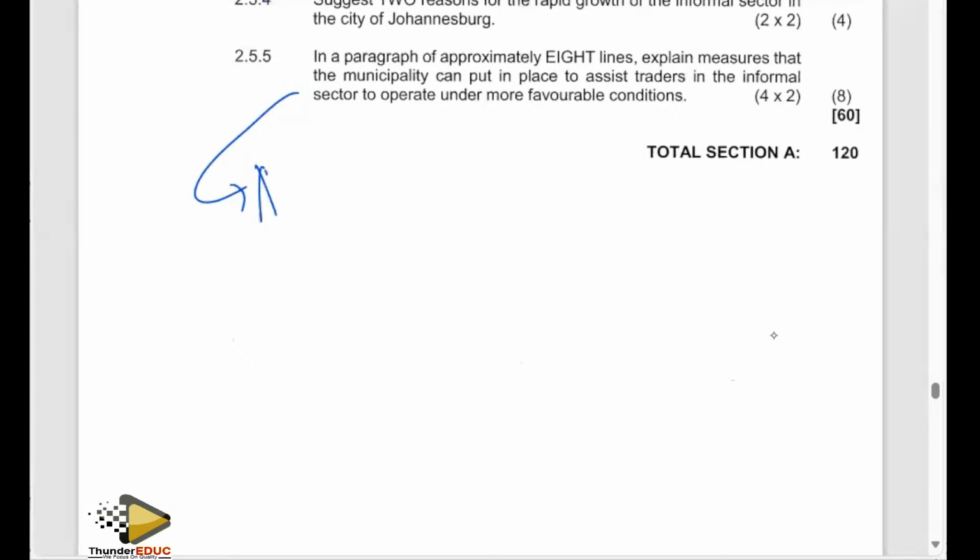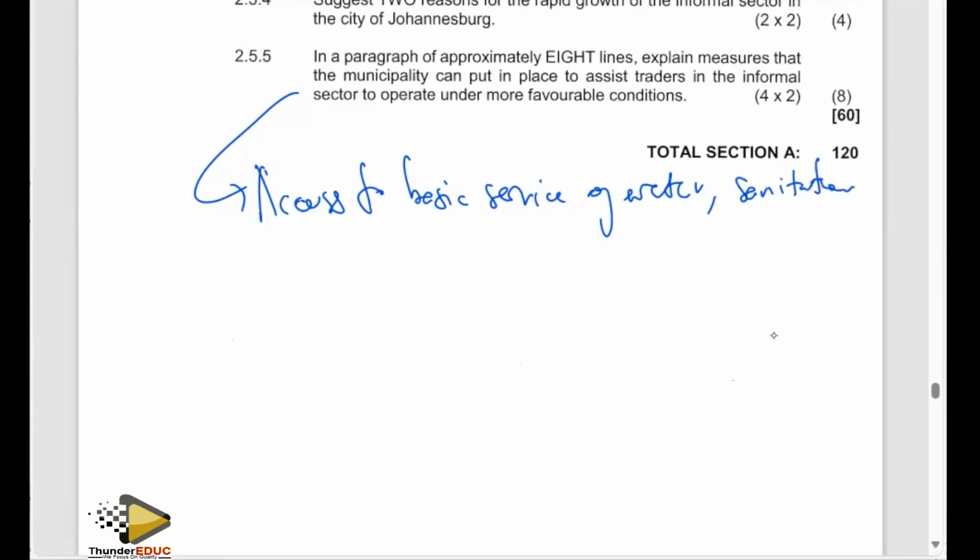Right, you can talk of allowing access to basic services, e.g. water or sanitation. If these traders are given an opportunity to have access to basic services, it will make their life easier, and they will operate in more favorable conditions if they have access to basics like water, sanitation, and also refuse removal. And also you can talk of provision of shelter to work from.